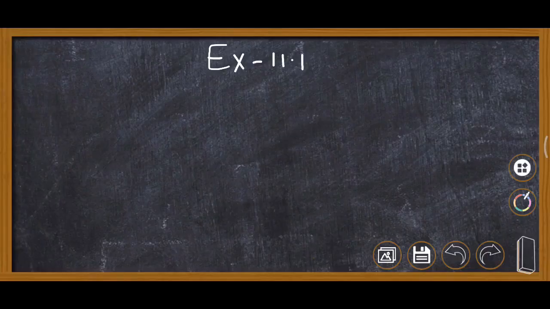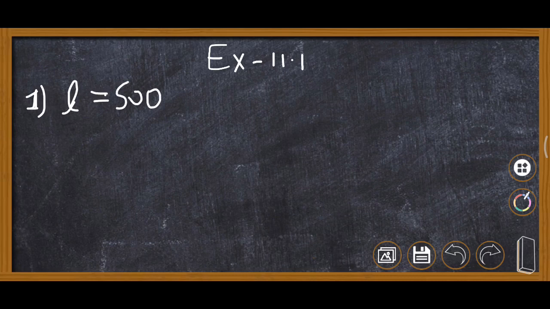We are doing exercise 11.1, question number 1. It is given that the length and breadth of the rectangular piece of land is 500 meter and 300 meter. So we will write length equal 500 meter and breadth equal 300 meter.